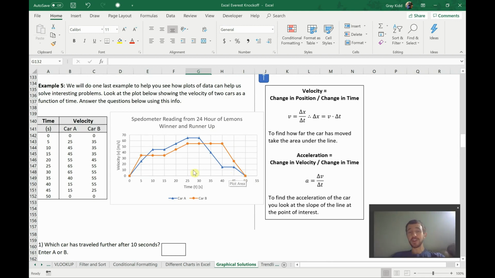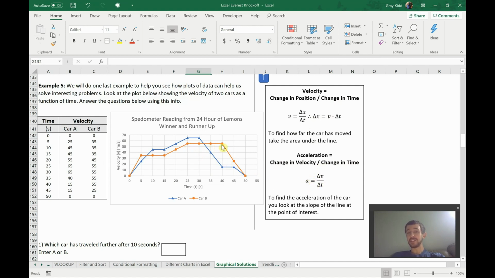Okay, so I got these 2 cars. I have their velocity as a function of time. Now I can look over here and I see that velocity is change in position over change in time. The faster you go, the further you go. And I also can realize that acceleration is how quickly your velocity can change. Okay, so if I solve both of these, I see if I take the area under the curve, I get how far they went. And if I take the slope of the line, I get their acceleration at that point.